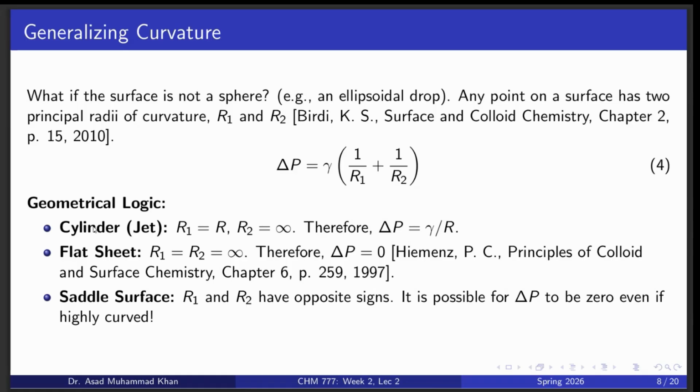Geometrically, if we have a cylinder jet, R1 is equal to R, and R2 equals infinity, and therefore delta P will be equal to gamma over R. If we have a flat sheet, then R1 is equal to R2 is equal to infinity, and therefore delta P is equal to 0 in case of a flat sheet. If we have a saddle surface, then R1 and R2 have opposite sign. It is possible for delta P to be 0 even if it is highly curved, that is, if you have a saddle surface.